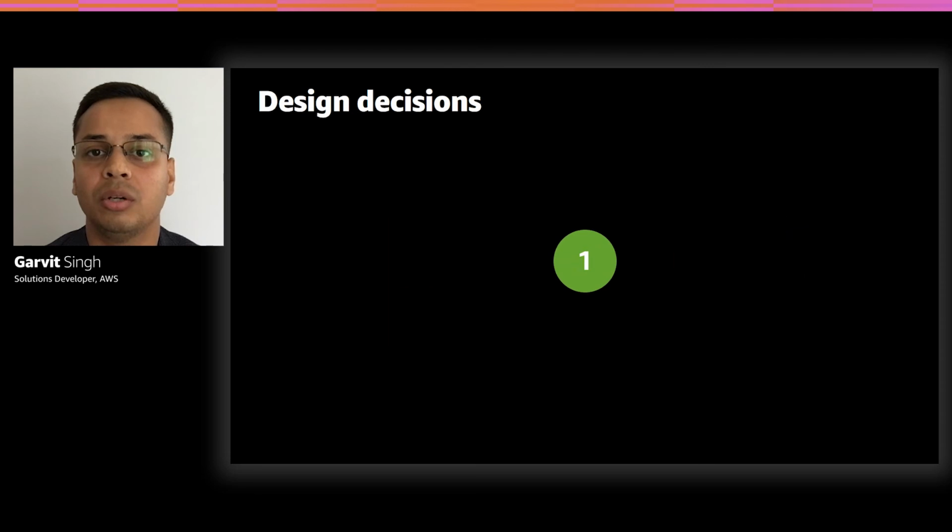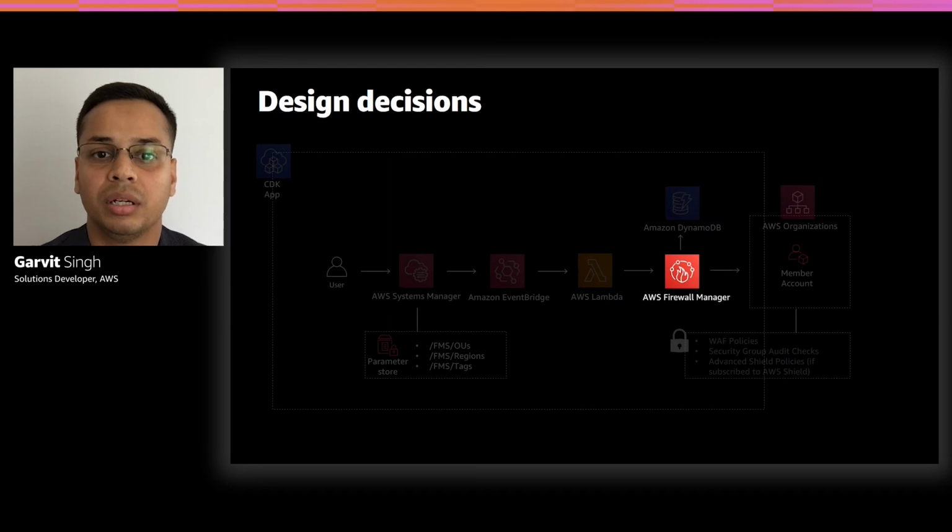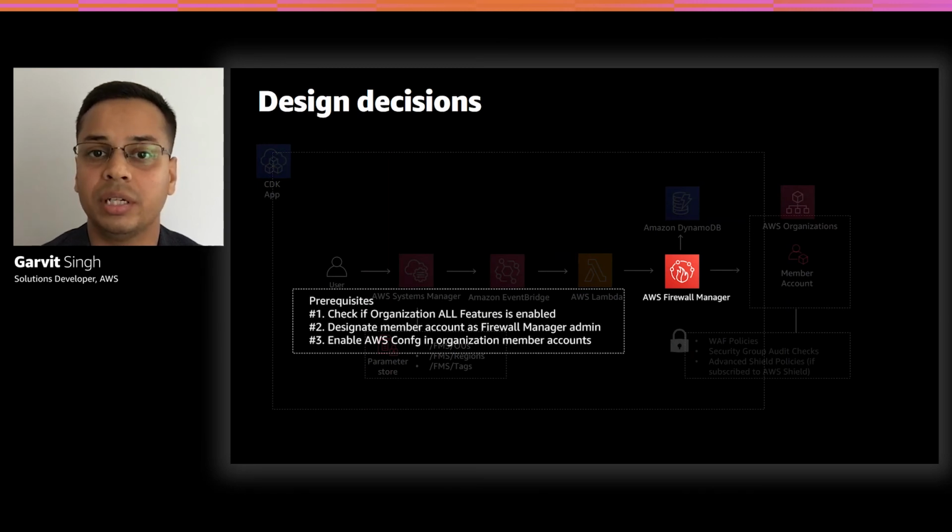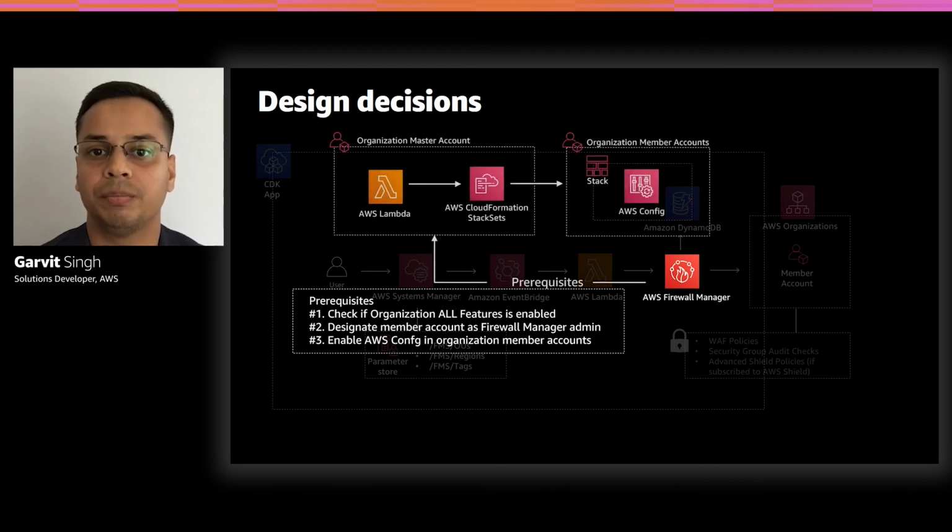Now let's take a look at some of the design decisions that we took during development of this solution. The first one was, as we saw in the demo, AWS Firewall Manager needs certain prerequisites to be fulfilled. These prerequisites are: you need to have all features enabled in your AWS organization, you need to delegate a particular member account as the Firewall Manager admin account, and then you need to enable AWS Config across your organization. You can do these prerequisites yourself, but if you go about it that way, it could take significant time and effort. But if you use the solution, prerequisites get fulfilled for you automatically.